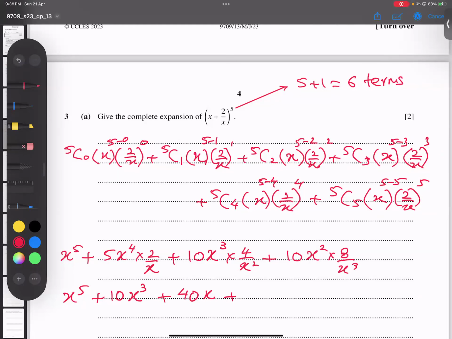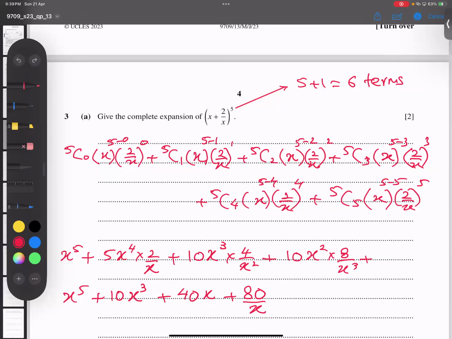Okay, so here x to power 3 here. If I subtract them, 10 times 8 is 80. I get 80 x to power 2 over x to power 3. So it becomes 80 by x, because out of 3, 2 are gone.